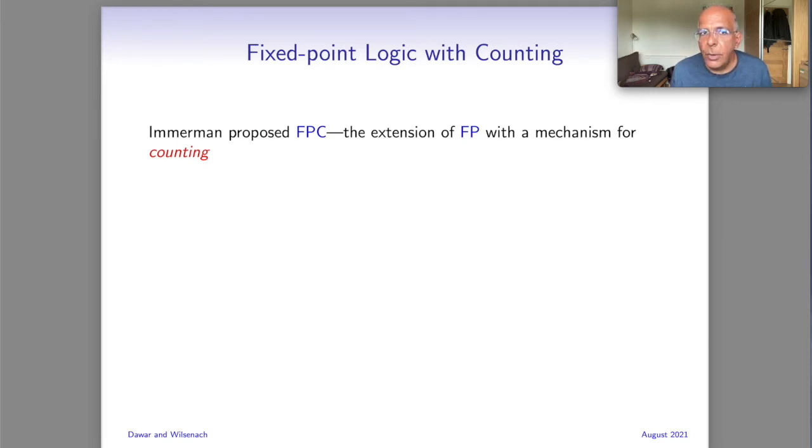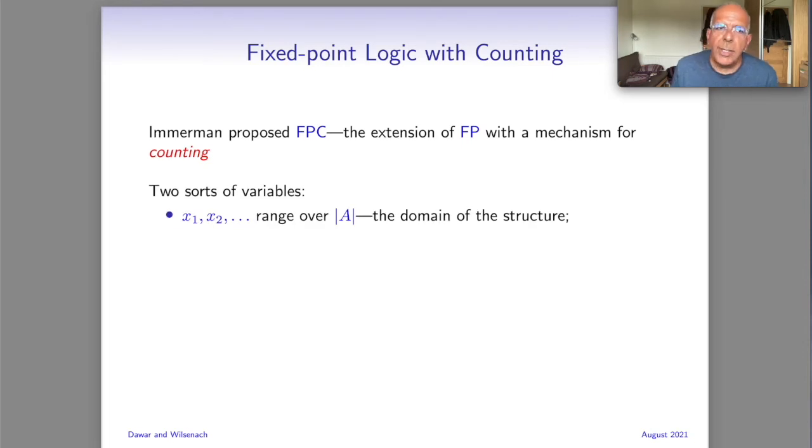This leads to the logic we call fixed point logic with counting, or FPC, which is going to play a central part in our explorations of symmetry in computation. So what is FPC? Well, we have fixed point logic, and we now allow two sorts of variables. So we have the usual variables which range over the domain of our structure, right? Whenever it's interpreted in a structure A, they range over the elements of A. And we have another sort of variable which ranges over non-negative integers.